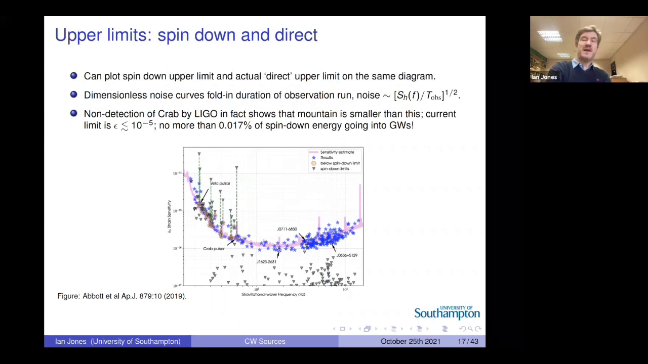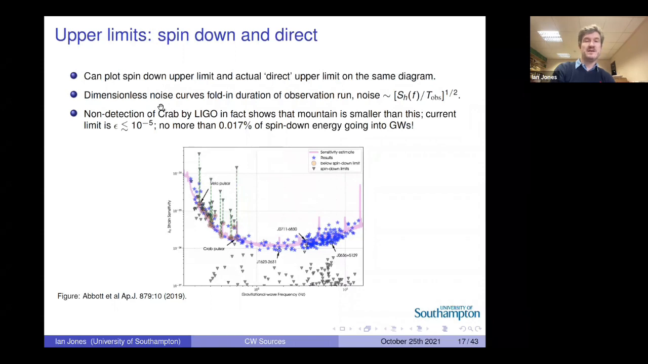Well, this is where the spin down limits that I just talked about are useful, because the spin down upper limit on the Crab pulsar, if you put the numbers in, is a few times 10 to the minus 24. So if all of the energy that the Crab pulsar was losing was going into gravitational waves, it would be really easily detectable. It would have been emitting at the 10 to the minus 24 level. So you can see that the actual upper limit is about 2 orders of magnitude better, i.e. smaller, than the spin down upper limit.